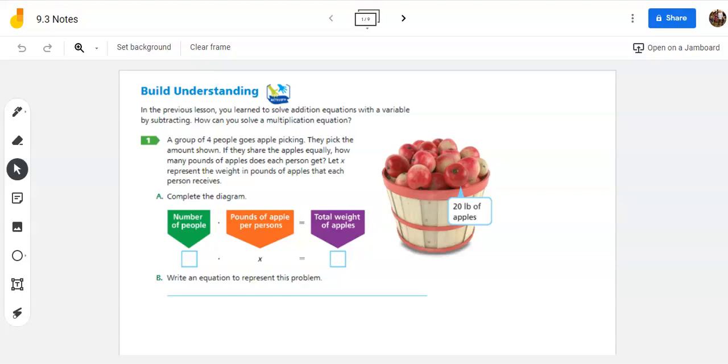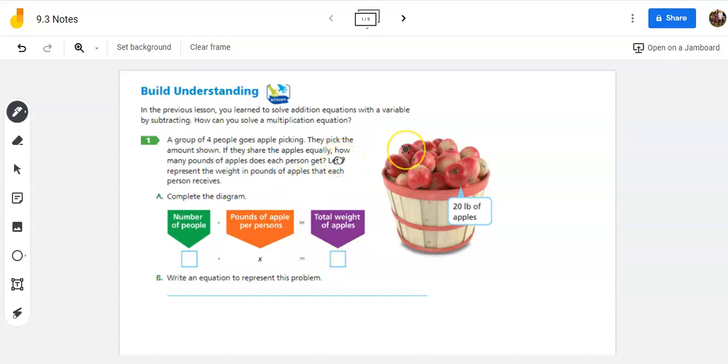Number 1, a group of 4 people goes apple picking. They pick the amount shown. Look over here at the apple. It is 20 pounds of apples. They share the apples equally. How many pounds of apples does each person get? Let x be the variable. So they told you the variable. You don't have to come up with it. They told you the variable right here.